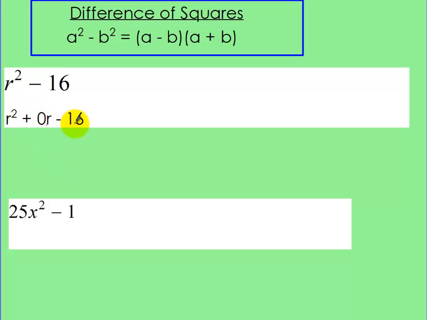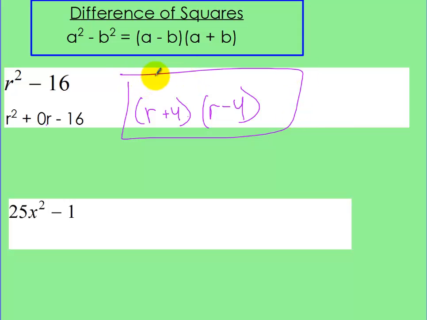So I need two numbers that multiply to -16 and add to 0. Well, that's going to be plus 4 and minus 4, because 4 times -4 is -16. And those are opposites, so they add up to 0. So either way you do this, you don't even need to know any special rules. Same thing with this one.